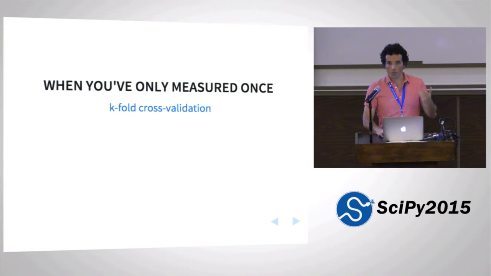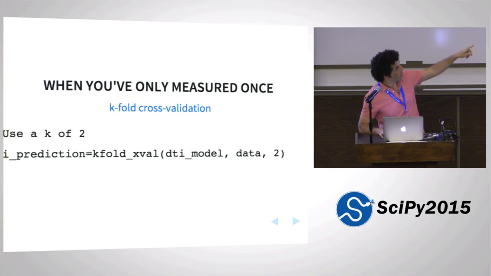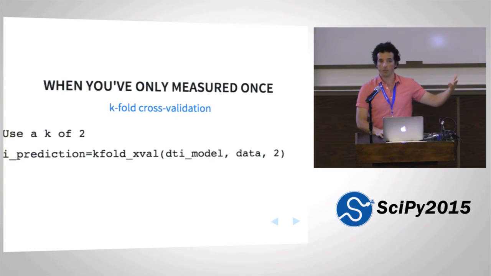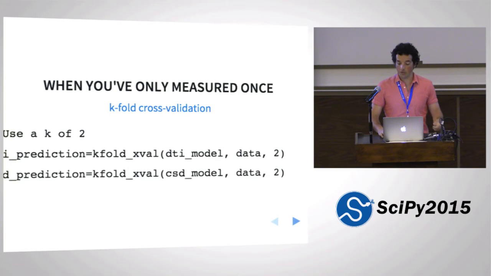If you've only measured once and you can't do this cross-validation, we've actually implemented a k-fold cross-validation scheme. There's a function called k-fold cross-validation that takes an individual model object, data, and the number of folds. In this case, we just split up the data into 2. And what it does is it splits the data up automatically, fits to half, and then compares to the other half, and vice versa, creating an entire prediction for directions that haven't been put into the measurement. So it's entirely cross-validated.